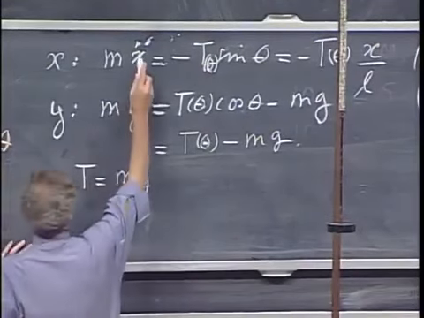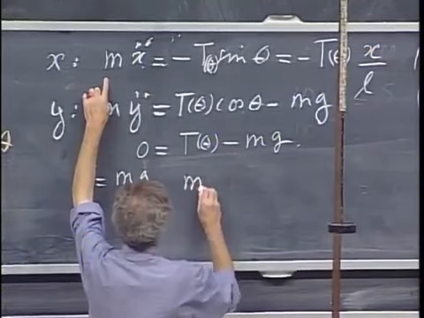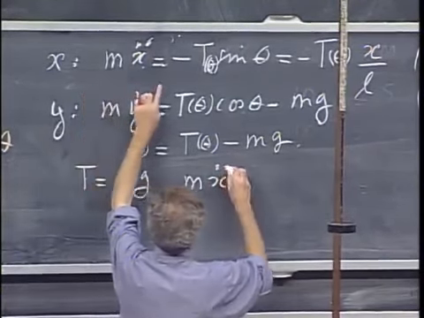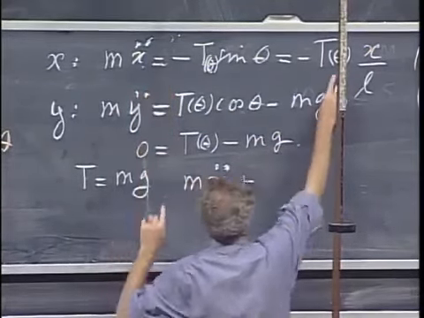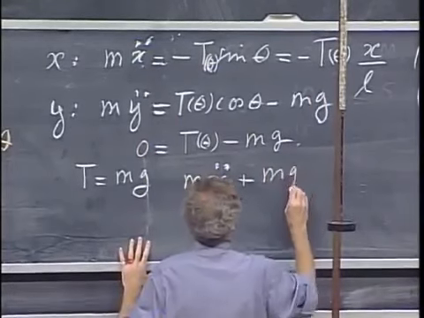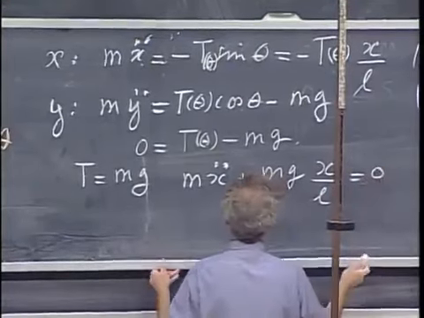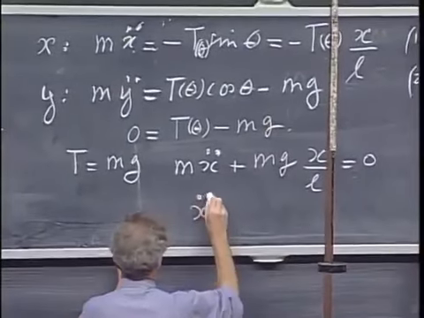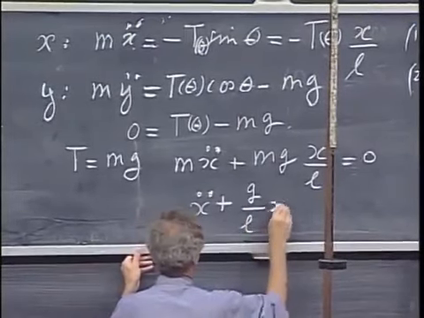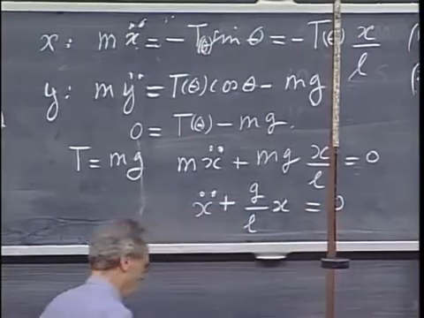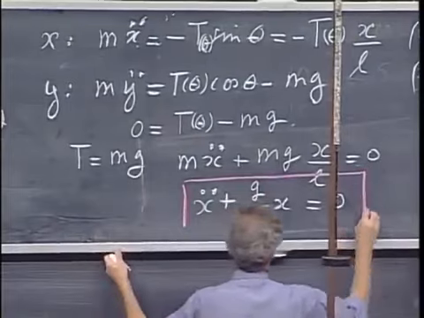I substitute this back in my equation number 1. And so now I get that m times x double dot, and I'll bring this to the other side, plus T, which is now mg, mg times x divided by L equals 0. And now comes the wonderful result: x double dot plus g over L times x equals 0. And this is such a beautiful result that it almost makes me cry.